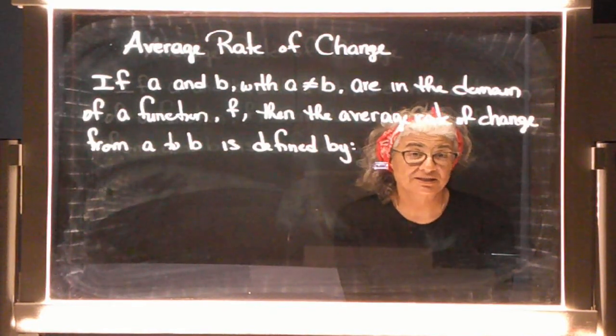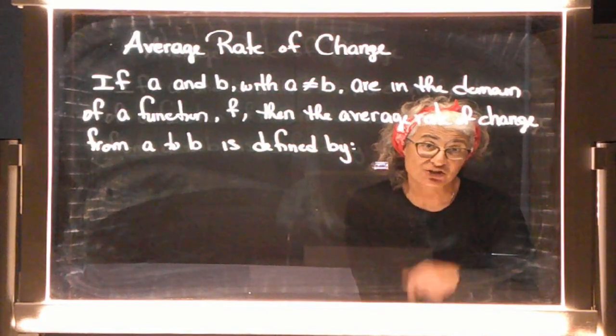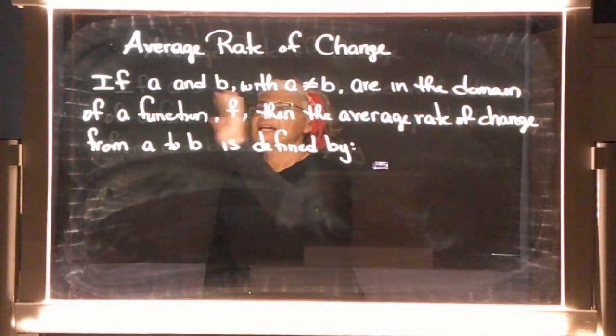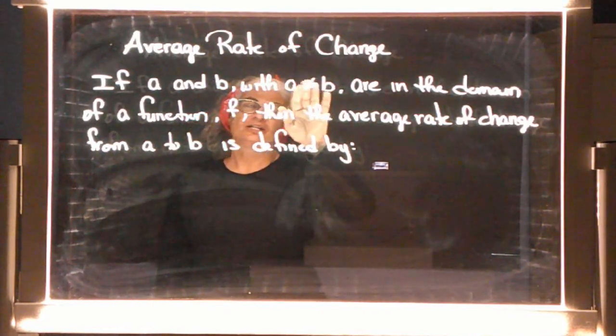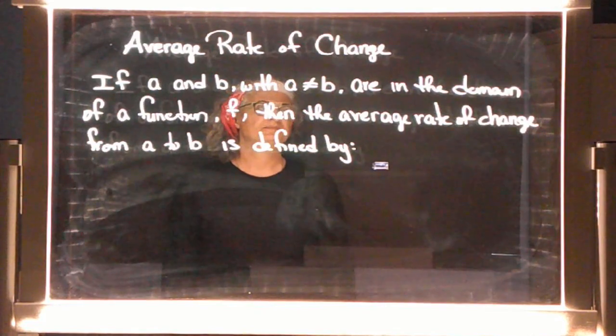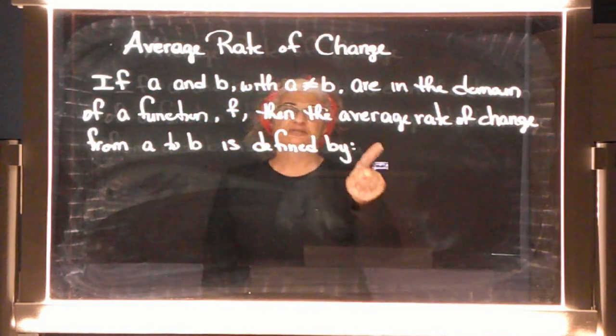Okay, so one last concept in this section, average rate of change. Believe it or not, you actually already know this. So let's take a look at the definition. If A and B, with A not equal to B, are in the domain of a function, which we'll call f, then the average rate of change from A to B is defined by.